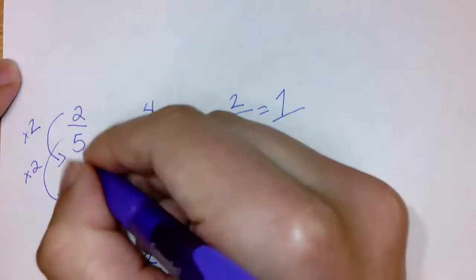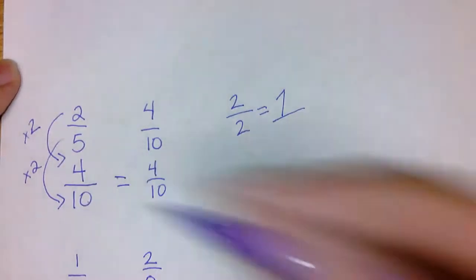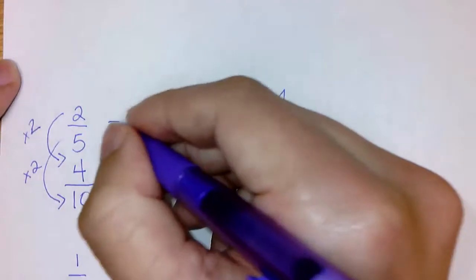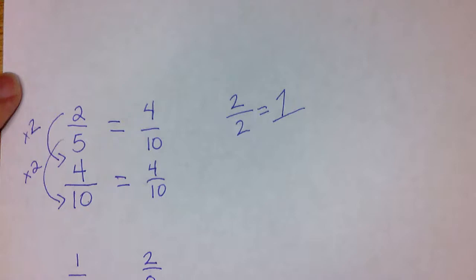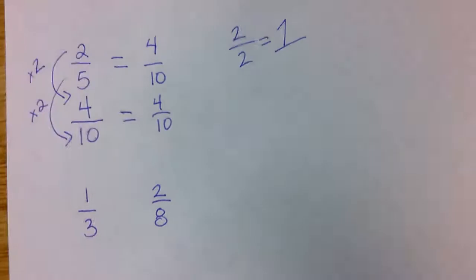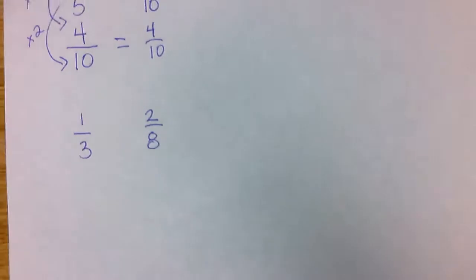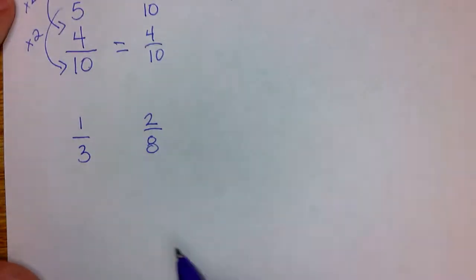2 times 2 is 4, so looking at this, I have 4/10, 4/10. These are equal, which means then that these must be equal, because 2/5 is equal to 4/10. All right, last one we have here is going to be 1/3 and 2/8. So I have different denominators. I want to see if I can get them to the same.